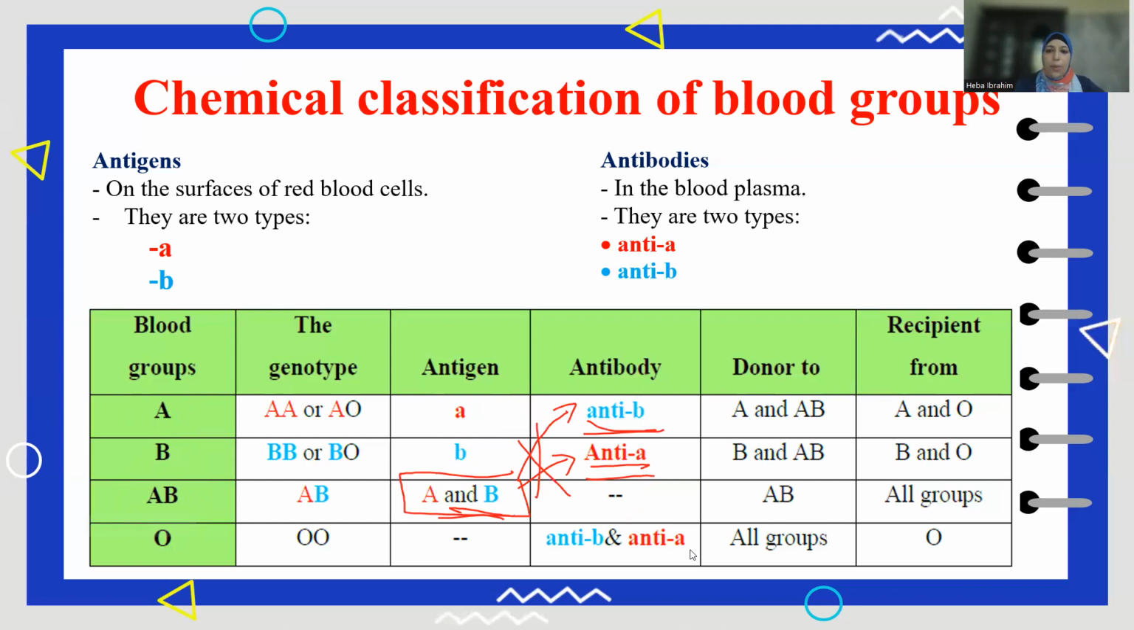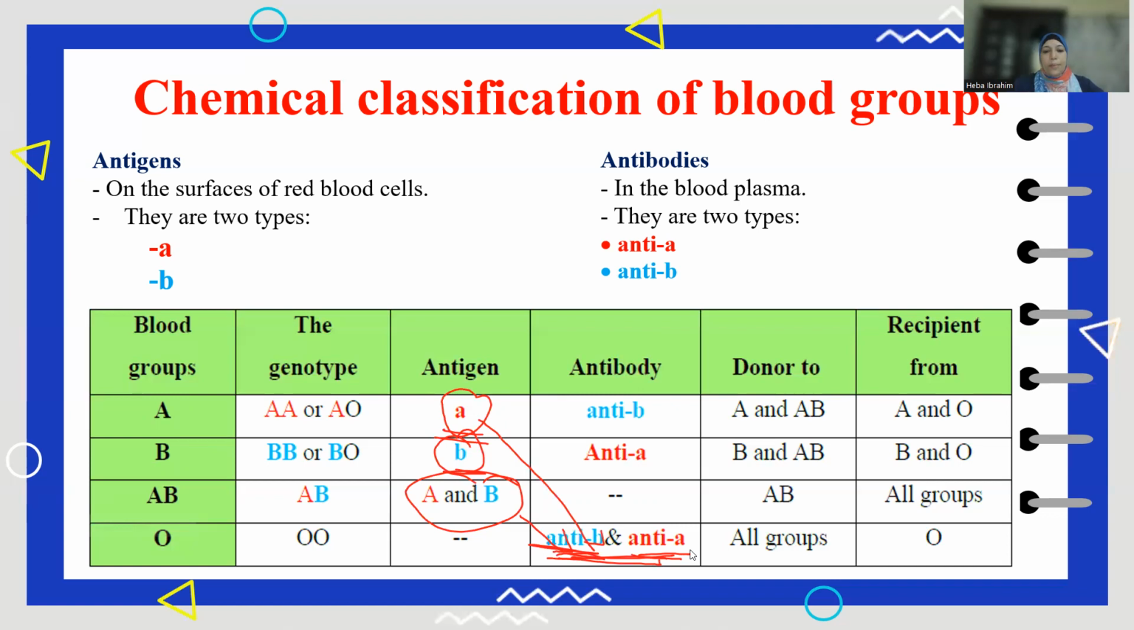But what about blood group O? Blood group O has no antigens, but it has the two antibodies. So if we need to transfer blood from A to O, antigen A will react with anti-A. From B to O, antigen B will react with antibody B. From AB to O, antigens A and B will react with these two antibodies. So blood group O will never receive blood from any other blood type. It will receive blood from only blood group O.